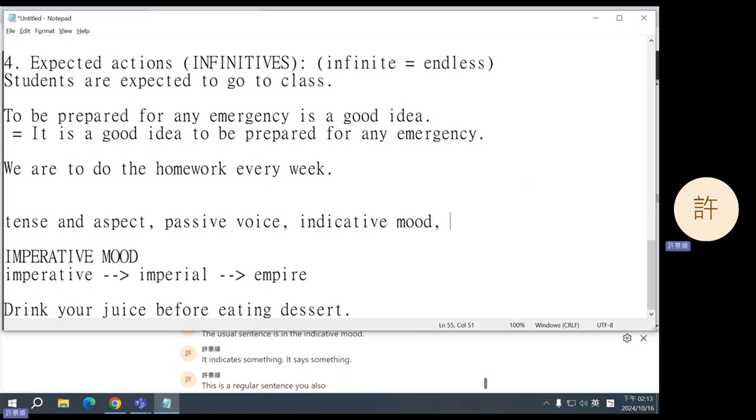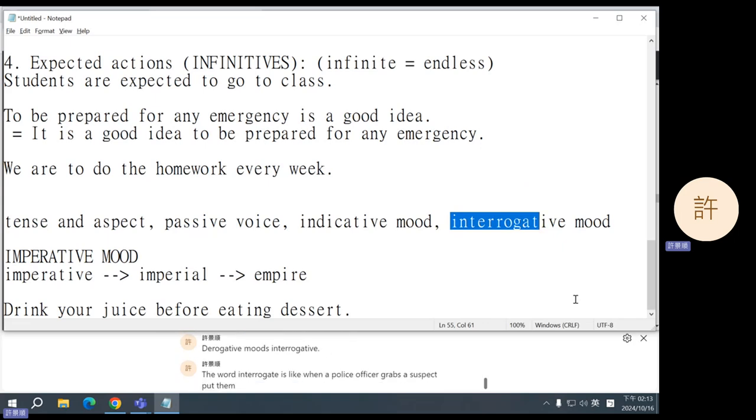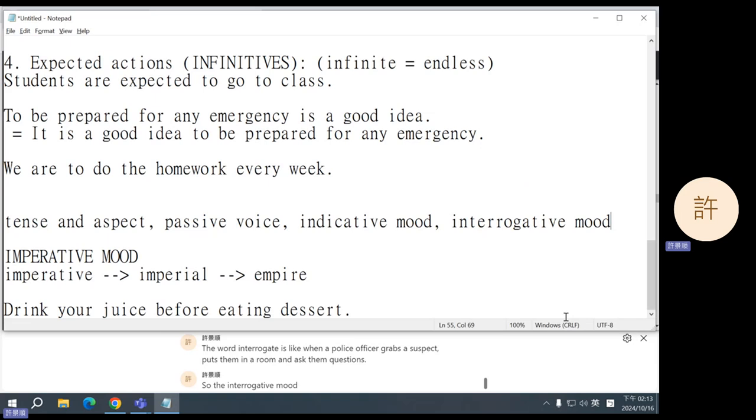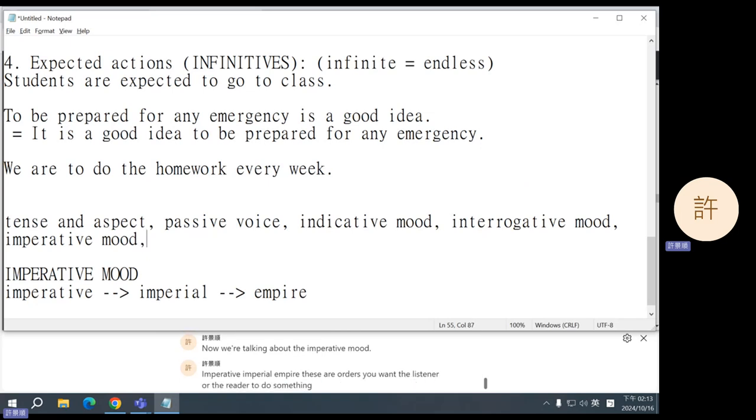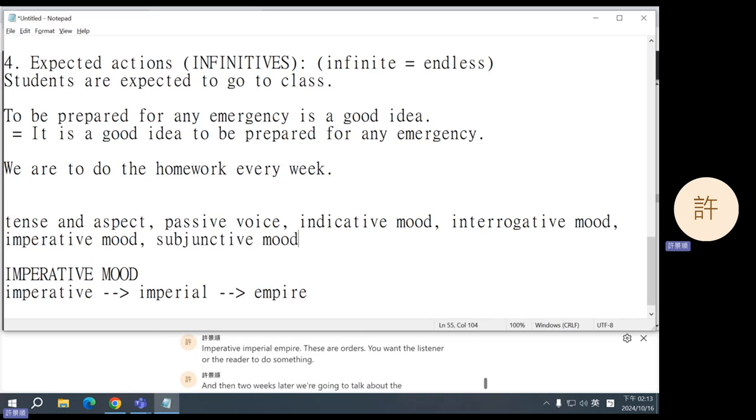You also have interrogative moods. Interrogative, the word interrogate is like when a police officer grabs a suspect, puts them in a room and asks them questions. 审问. So the interrogative mood is questions. Now we're talking about the imperative mood. Imperative, imperial, empire, these are orders. You want the listener or the reader to do something. And then 2 weeks later, we're going to talk about the subjunctive mood. A subjunctive mood is uncertainty. 假设语气.